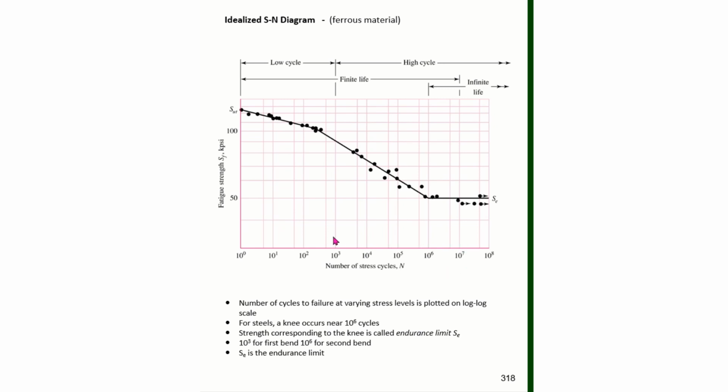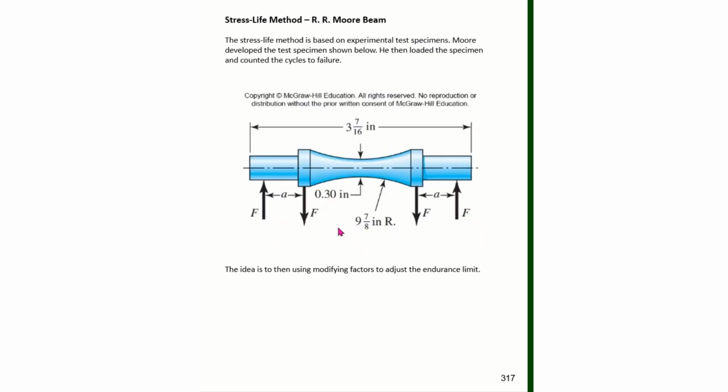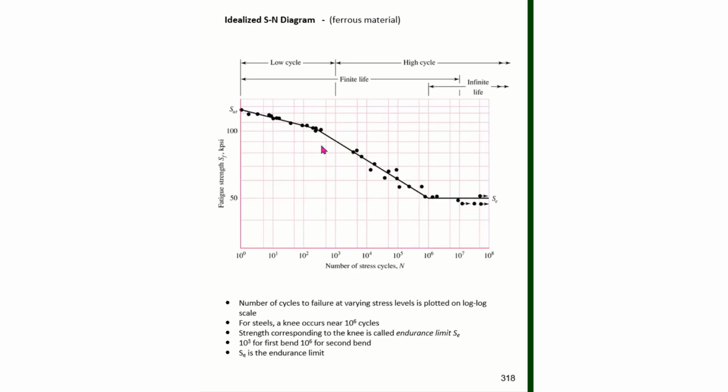And again, this plot was developed when Moore took his beam and he finely machined it, carefully machined it to these dimensions, and then polished this surface to make sure there were no cracks. And then he spun it with an applied moment, and when it failed, he recorded the number of cycles and the stress and plotted this line.